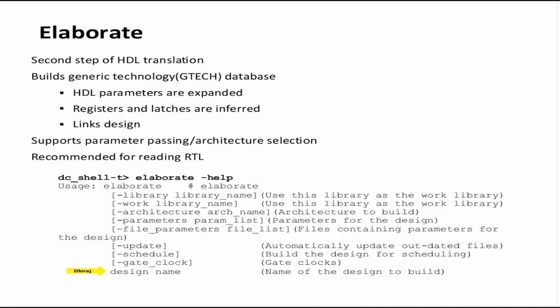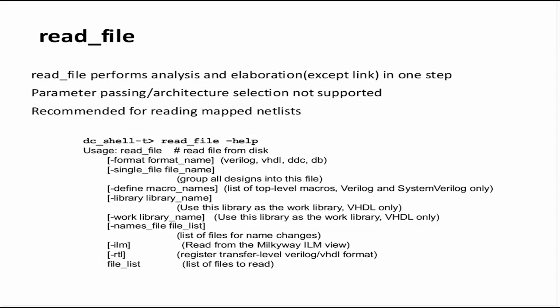Now there's one more command called read_file. Read_file is used on RTL. Read_file performs analysis and elaboration in one step. This command is exclusive. It should not be used along with analyze and elaborate for a particular design. You only use one: either analyze and elaborate, or read_file. But read_file does not perform any parameter passing or architecture selection. It has limited functionality when compared to analyze and elaborate. It is recommended for reading mapped netlists.